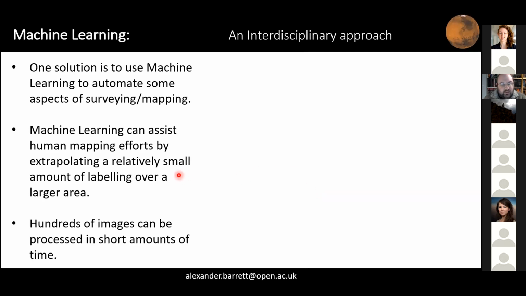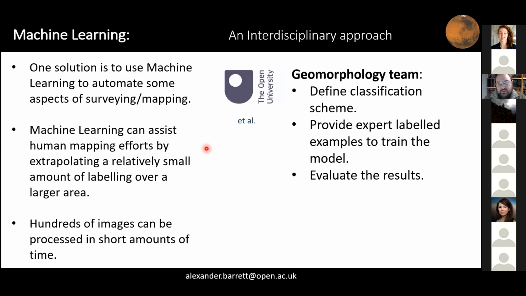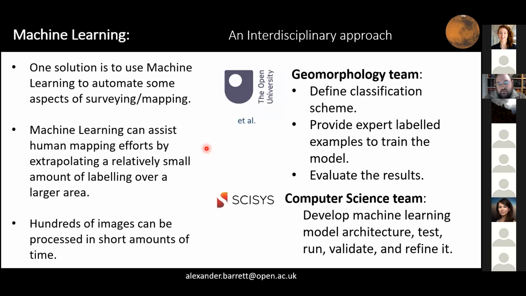Effectively the aim, as I'm sure I don't need to tell the audience here, is to extrapolate from a relatively small amount of labeling and mapping done by expert geomorphologists and translate this into a much larger area where hundreds of images can be automatically processed. That's the holy grail. This requires an interdisciplinary approach. I myself am very much on the geomorphology side of this. Our colleagues in industry at CISIS are the computer science team.